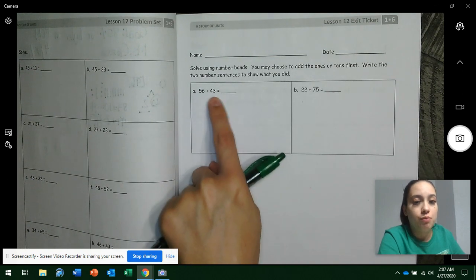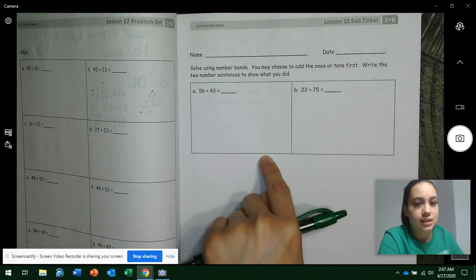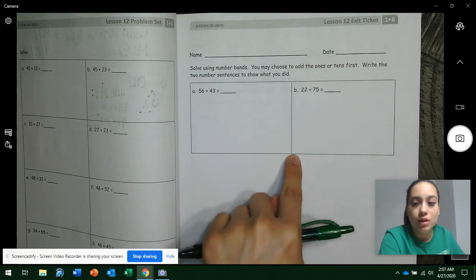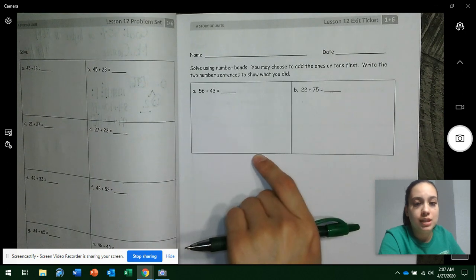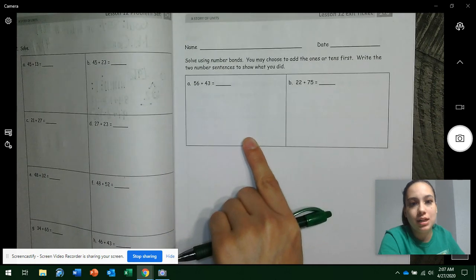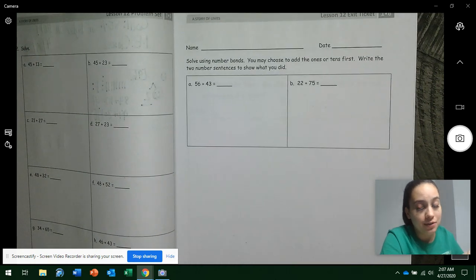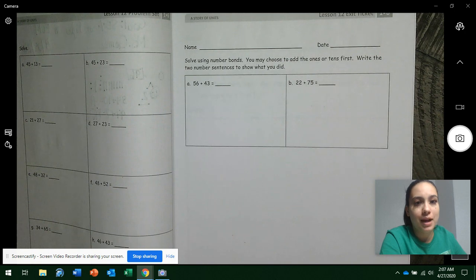Okay, so decompose the smallest number. Write your 2 number sentences, add the tens or the ones first, whichever, but do not forget to write the 2 number sentences. Write your answer on the line. I want to see a picture of this. Submit it into assignments for a grade, okay? And if you need more practice, we will be doing this in the next lesson. So, okay, we'll get more practice.